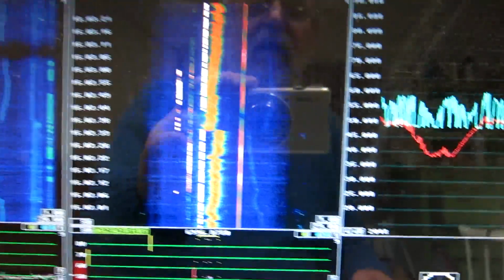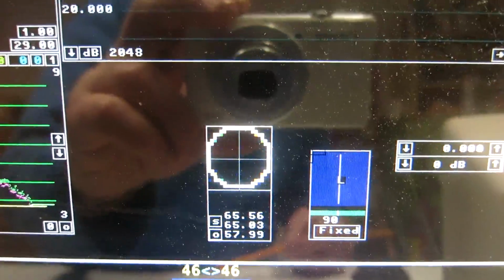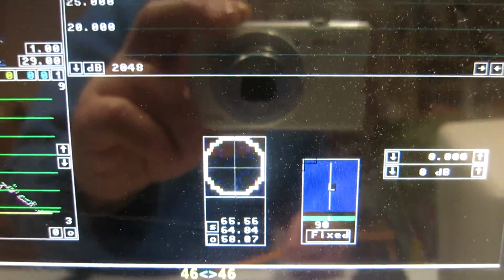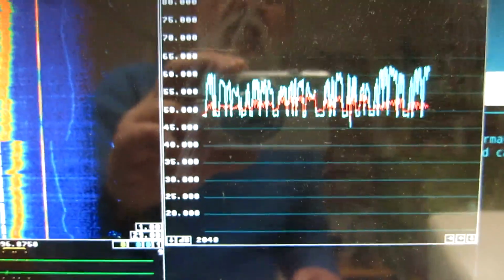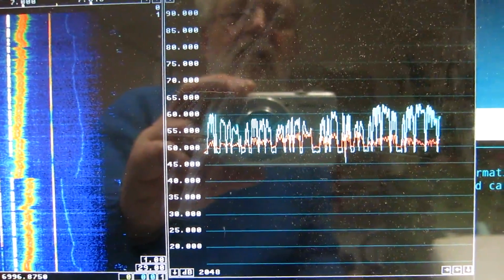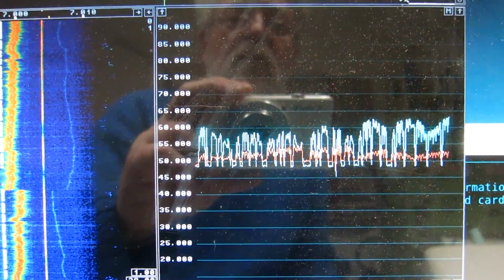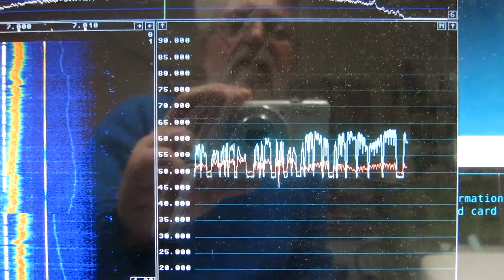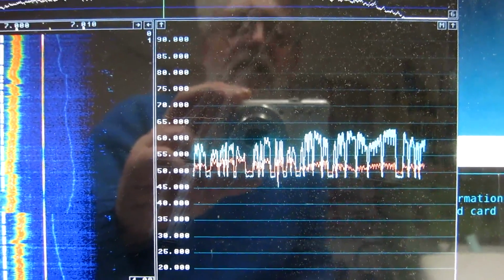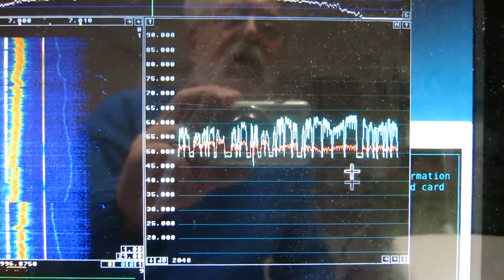And here I have set the polarization to fixed vertical, which means what you hear from the loudspeaker and what you see on the blue track is the signal from the vertical antenna. And I turn it up a little bit.